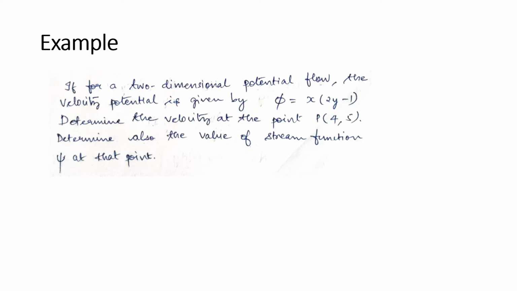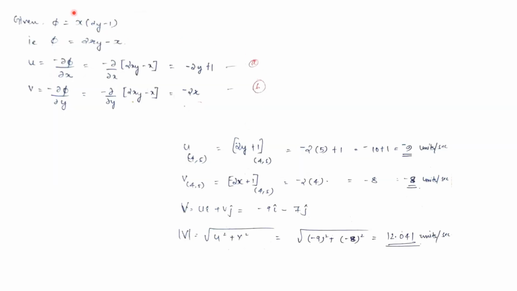So you are asked to find the value of the stream function at that point. How will you do that? First write the equation of phi. Phi is equal to x into 2y minus 1. Substituting that, 2xy minus x. So how will you find the velocity in x and y direction?